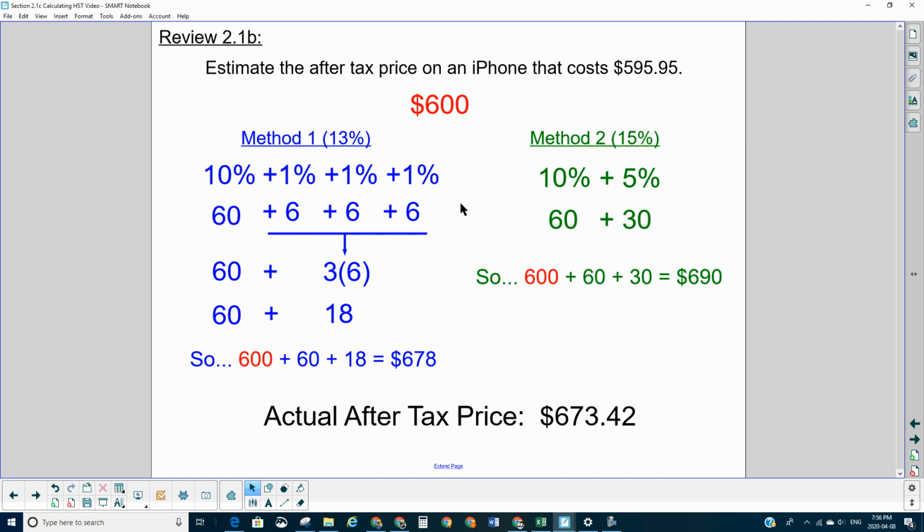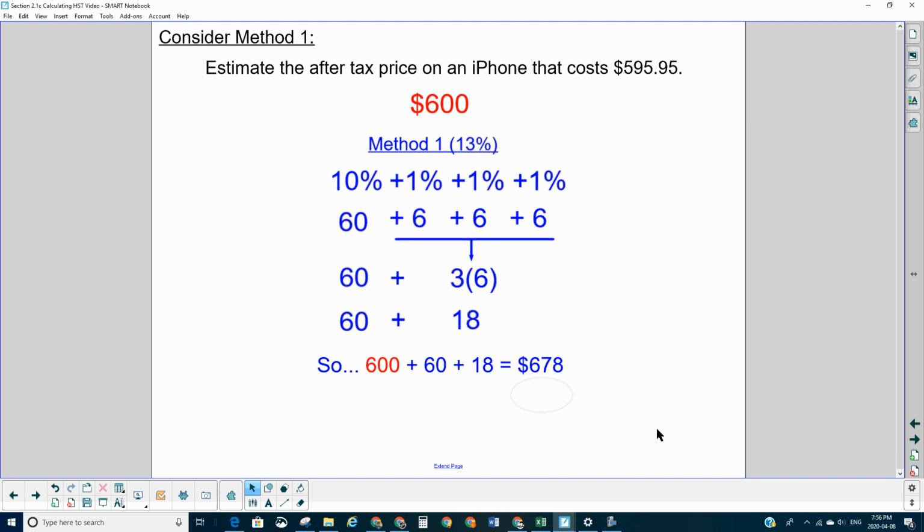But that was last video. This video, we want to actually calculate the price, be exact, and calculate instead of estimate. So to do that, we're going to first explore method 1. Let's just go back and look at it a second. It came from the 600 plus 60 plus the 18 to get our estimate.